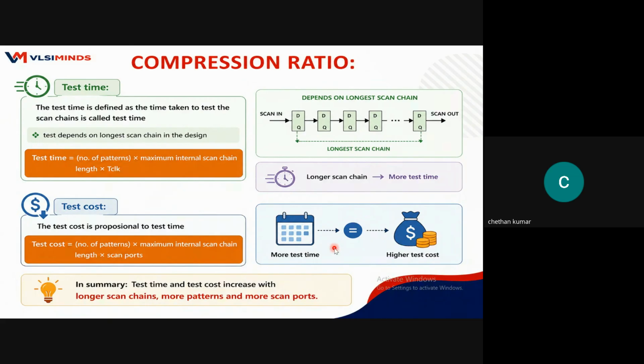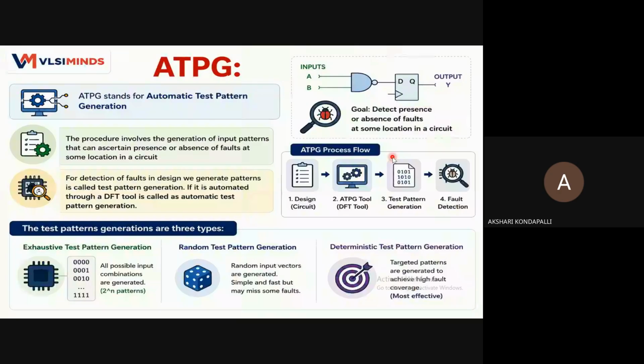So the scan chain length will be the number of flip-flops in the chains, the number of flip-flops which we connect in the scan chains, so SI to Q path, SI to Q path. Based on how many flip-flops are connected in each chain, that gives the scan chain length. Okay, thank you.